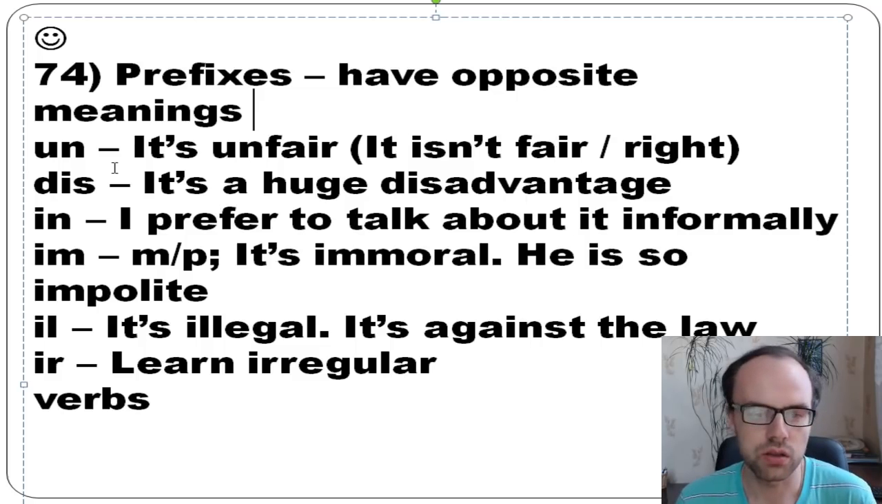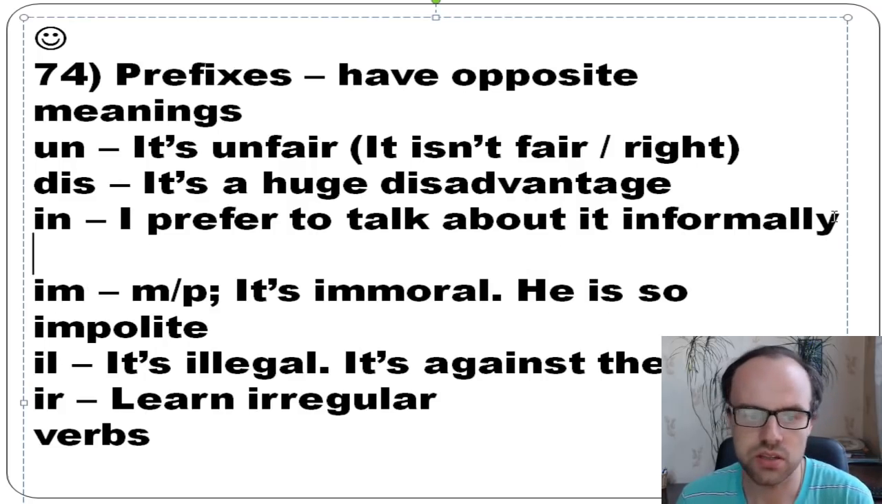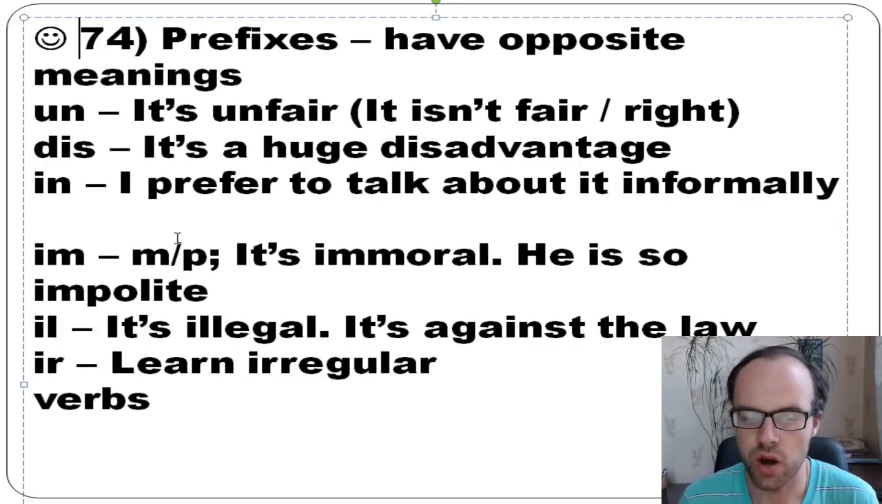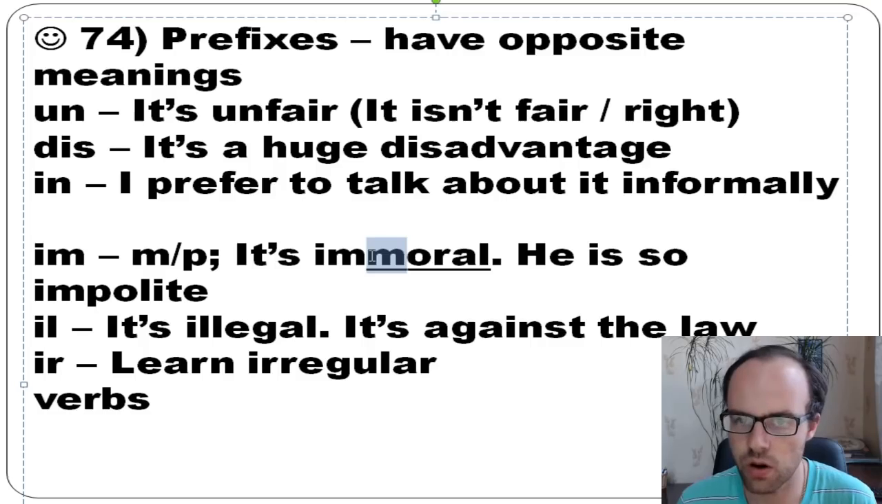Okay. Well, so when should we use un, dis, and in? Is there any rule? You need to remember it. Yeah. But if we look at this prefix in, there is a general rule that we use it before M and P. So if you see it, look, moral. The first letter is M, and you say immoral. It's immoral. He is so impolite. The first letter is P.